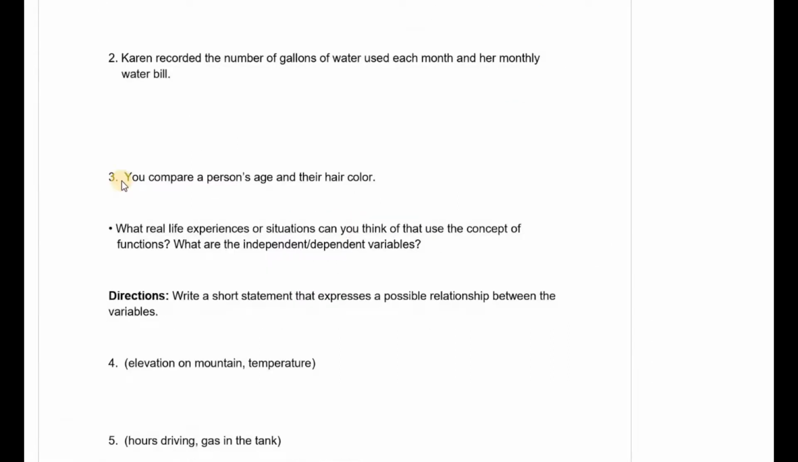And my next example says you compare a person's age and their hair color. Well, remember, when we're looking at functions, we want to be sure that we have two sets of numbers that we're looking at and see if there's a relationship that we can connect between those two sets of numbers. Well, a person's age is obviously a number, but hair color is not a set of numbers, so I cannot create a function using this information.